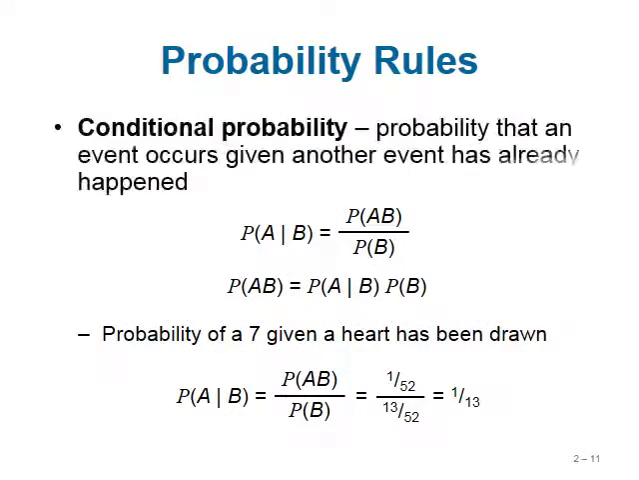The notation we need is the vertical bar. This is read as the probability of A given B. With conditional probability, we are interested in a probability that an event occurs given a condition has already been met. To find this, we take the probability of A times B divided by the probability of B.